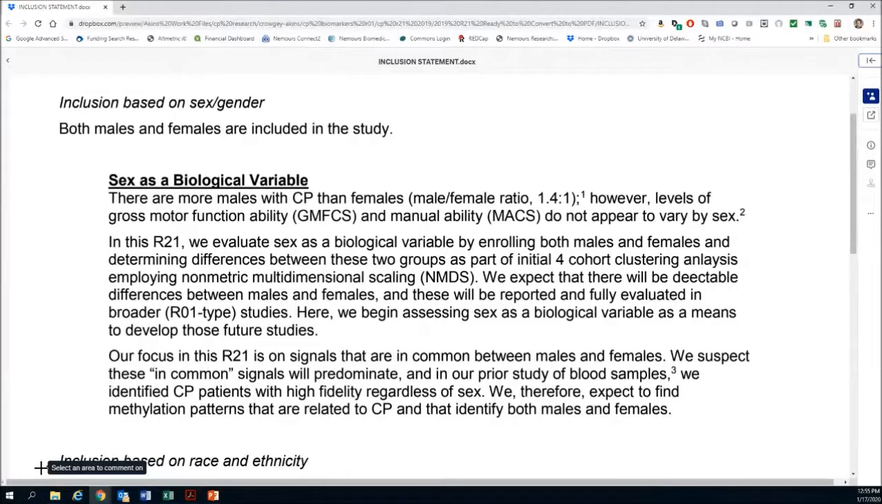So in this case, CP is more prevalent in males than females, but in terms of functional ability, there's not really a difference by sex. And then talk about, and this is just an R21, I think it gets reviewed in a couple weeks. We actually include both males and females, and we're expecting to detect differences in the analysis, but we're not going to evaluate them in this study because it's basically a pilot study.